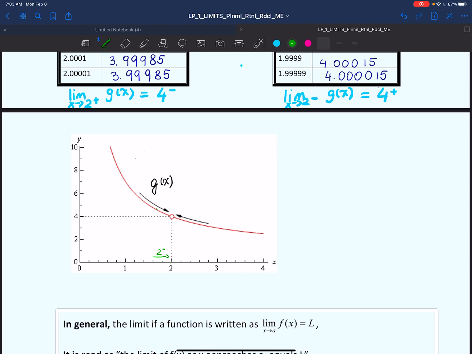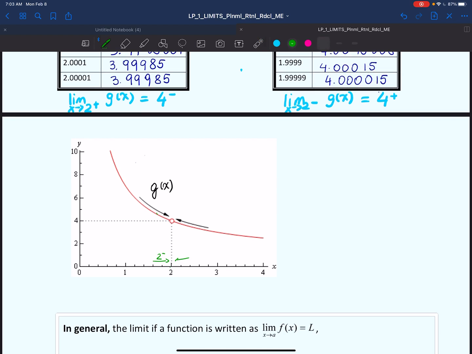Now let's take a look at what happens as x approaches number 2 from the left. As x approaches number 2 from the left, all the values of y are higher than 4. And that's what the limit gave us. And then as x approaches 2 from the right, all the values of y are below 4. Okay, so 3.999.